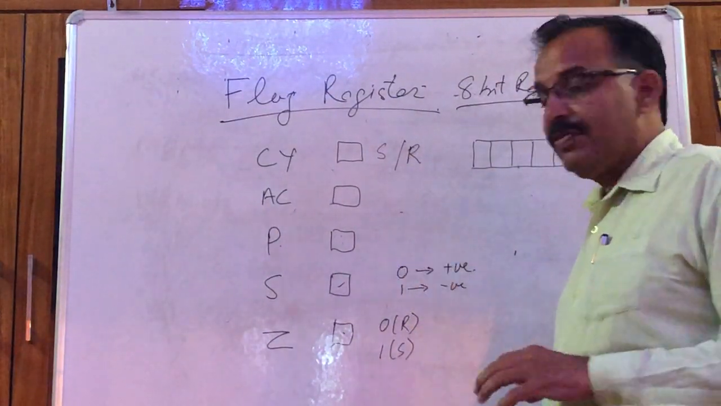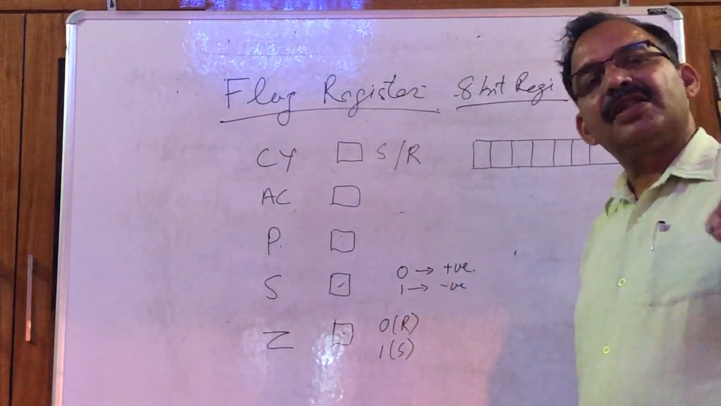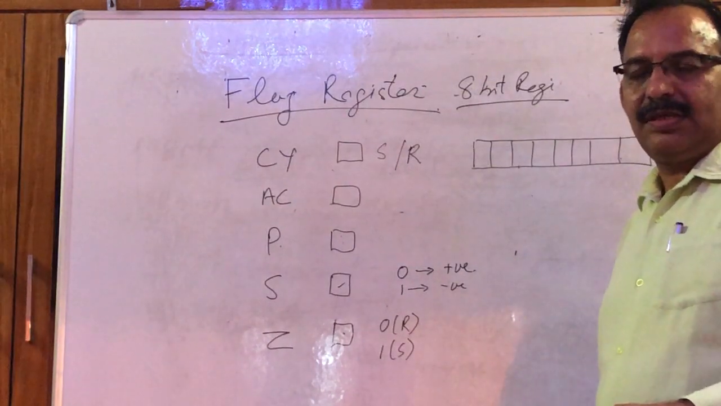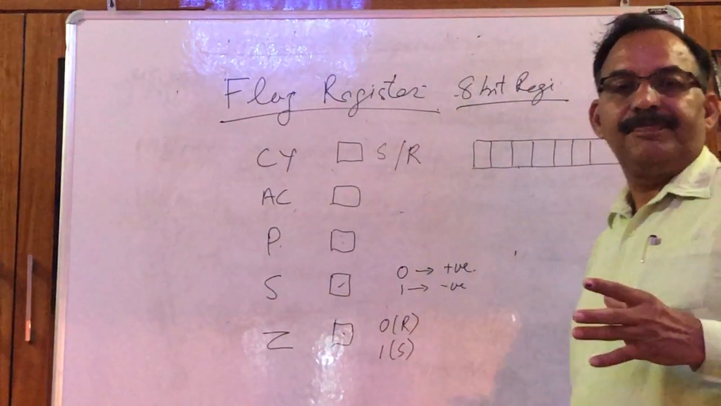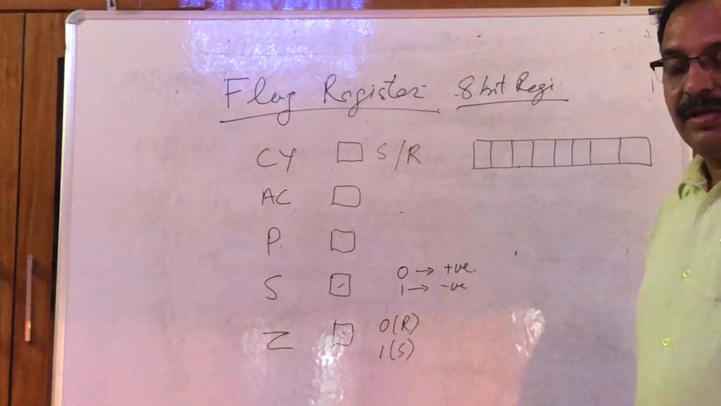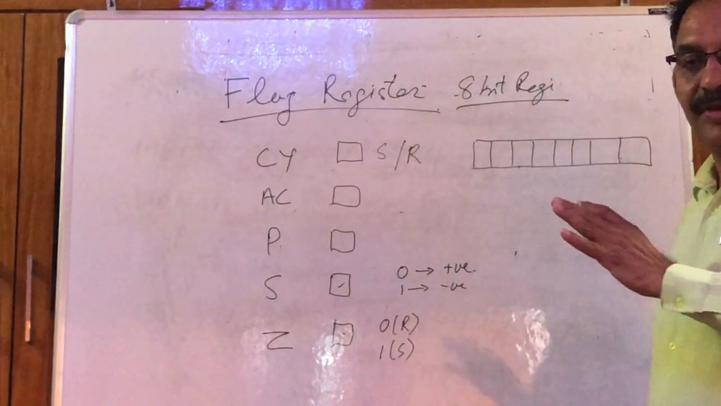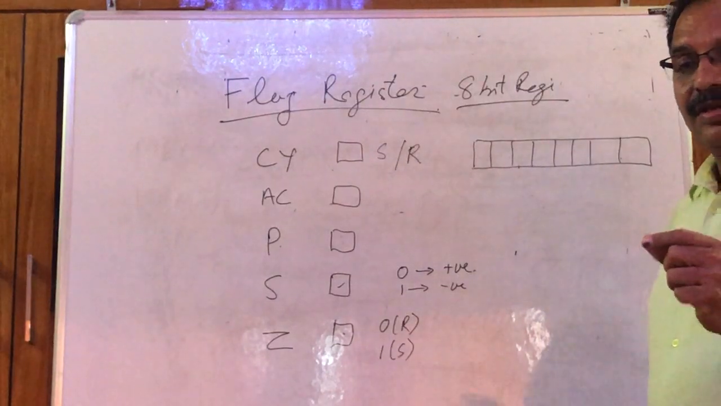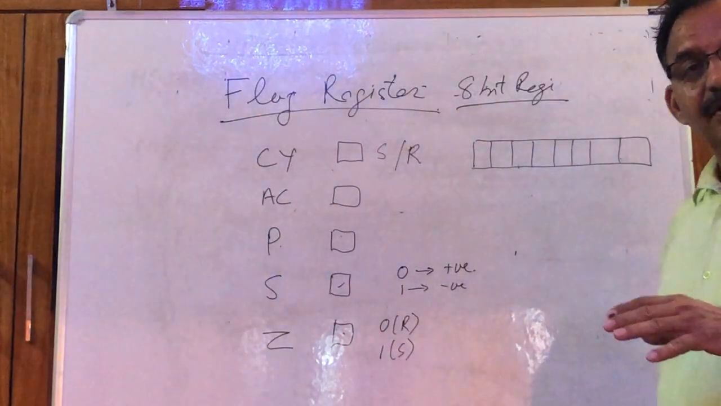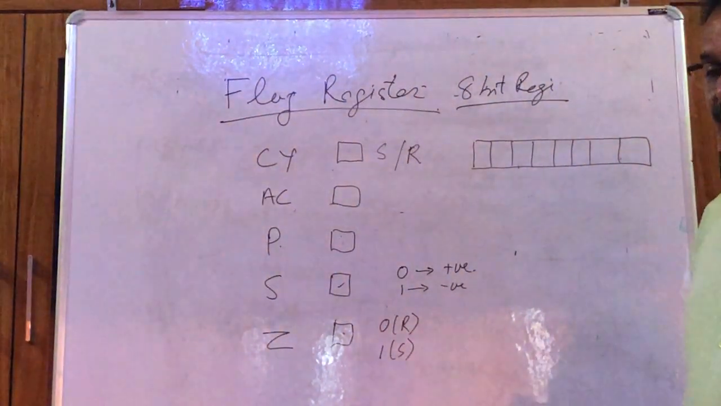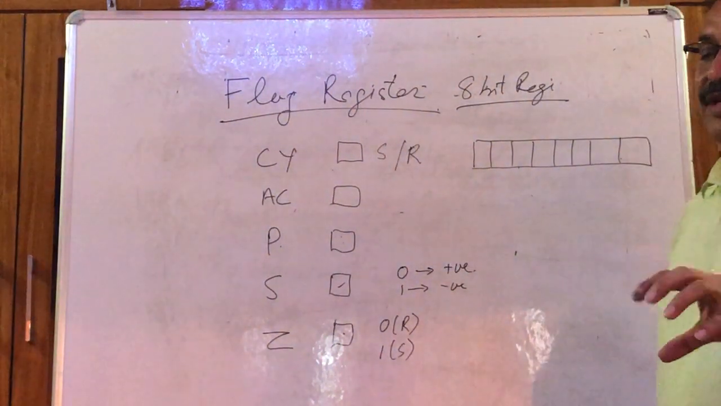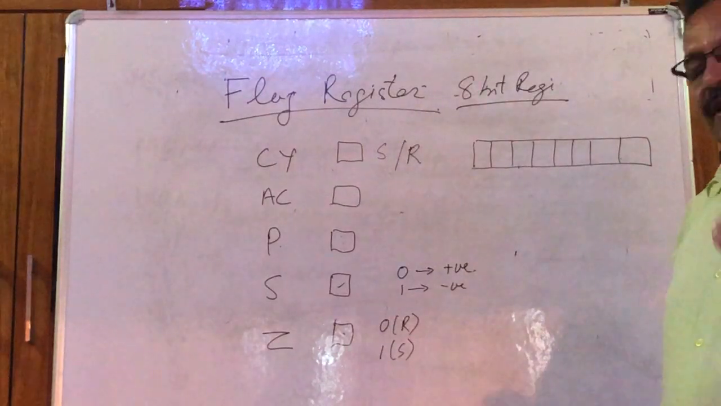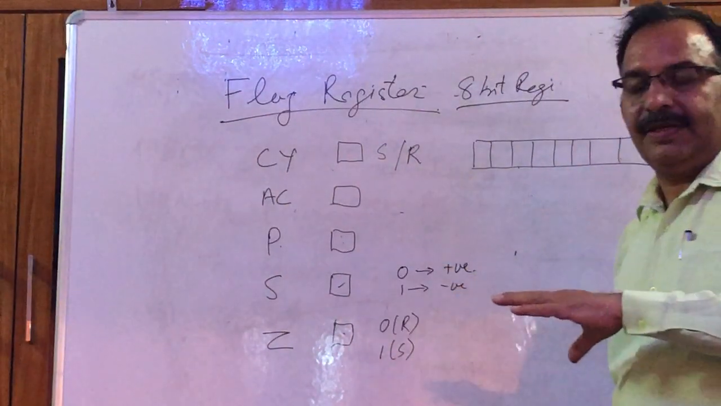Parity. What is parity? Parity is the number of ones in a number. That is, how many ones are there in a number? If the ones are even in number, that means the particular number is of even parity. If the number of ones is odd, that means it is of odd parity.